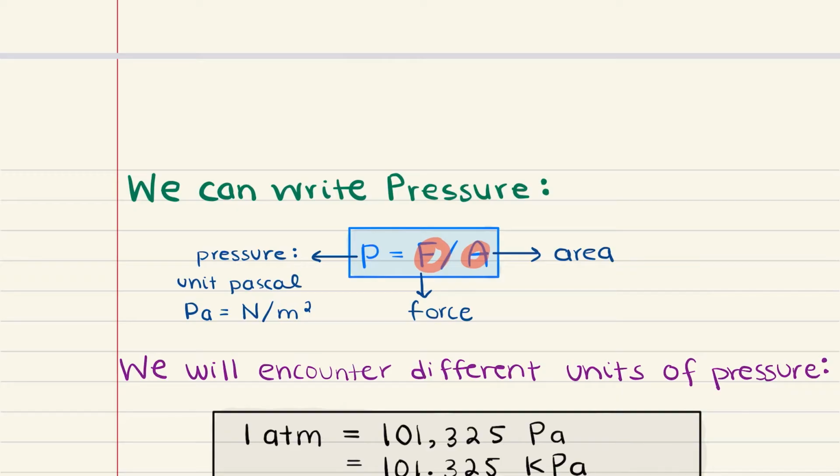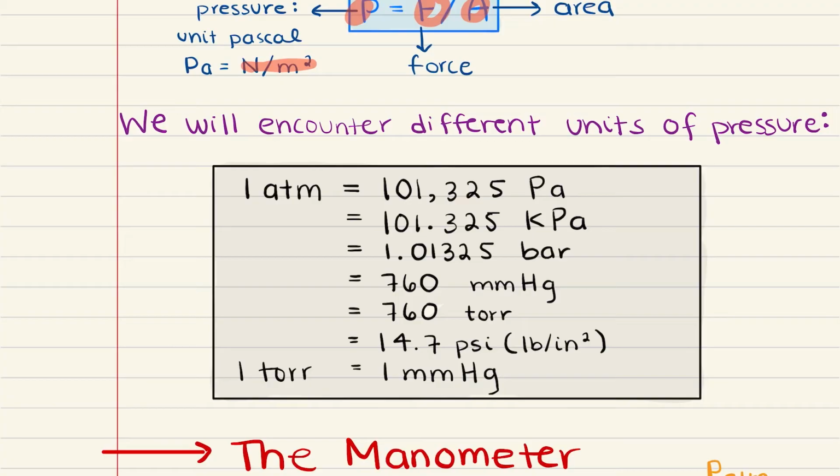Force divided by area. Now, for a given force, the smaller the area over which that force is exerted, the higher the pressure. Now, the SI unit for pressure is pascals, which is also equal to newtons per meter squared. In other words, 1 pascal represents 1 newton of force exerted over 1 square meter of area. Now, what's also important to note is that we're going to encounter different units of pressure, and we're going to need to be comfortable and knowledgeable about how to convert between different units of pressure.